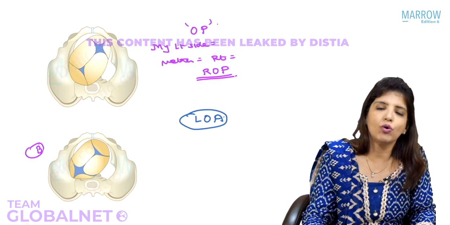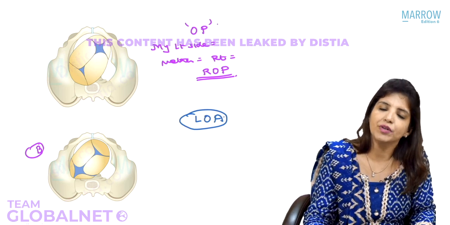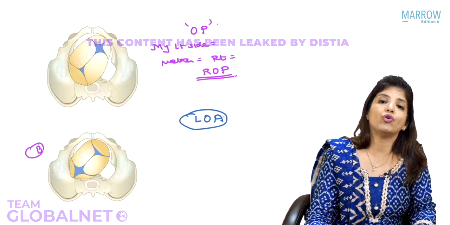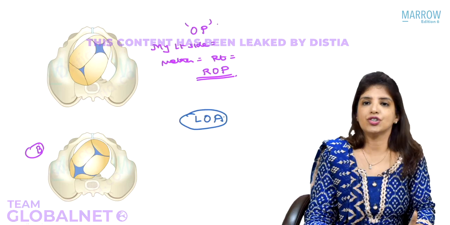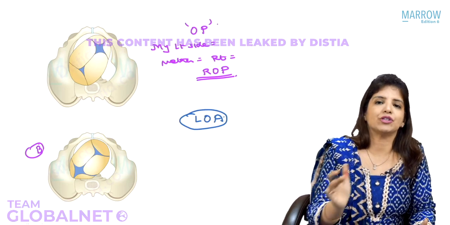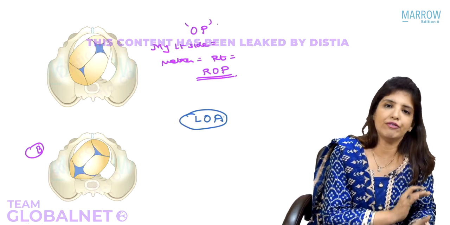Clear to all of you how to identify fetal positions on images? The only funda you have to remember is don't forget to interchange the direction. If it is towards your left hand side, mother's right. If it is towards your right hand side, mother's left.